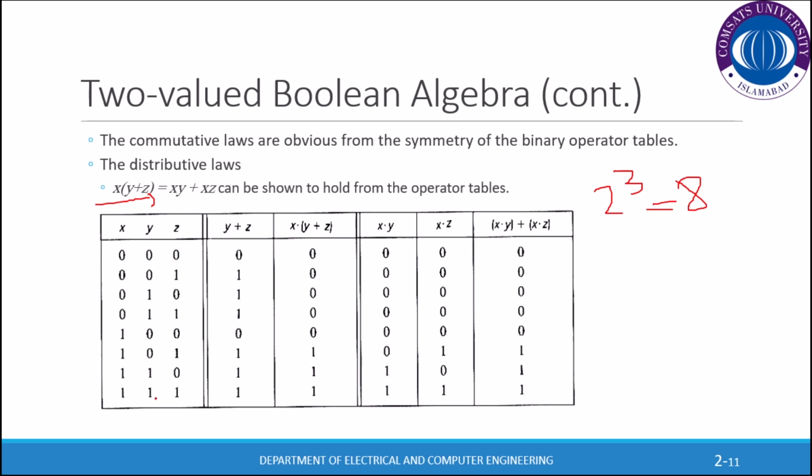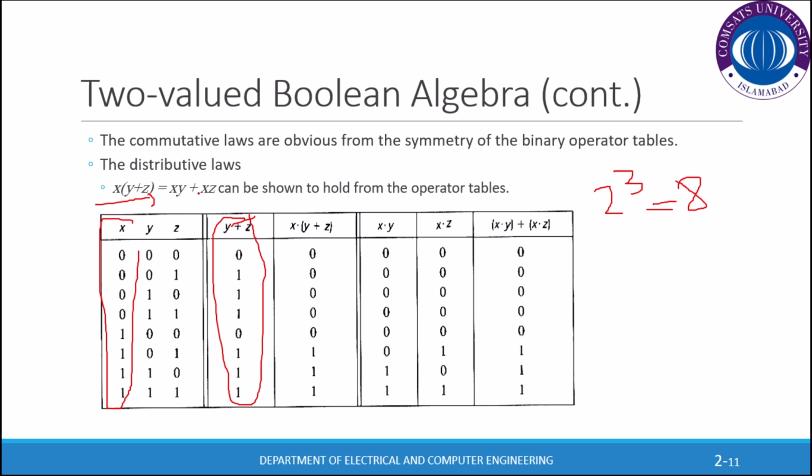In the y and z columns we'll see that when any one of them is 1, we'll get a 1. So by this we wrote y plus z. Then we have x dot (y plus z). So we'll see this column x and this column. Now we'll perform an AND operator, or dot operator, on it, and it says that if both of them are 1, then we'll have 1, otherwise we'll have a 0. So we have found this.